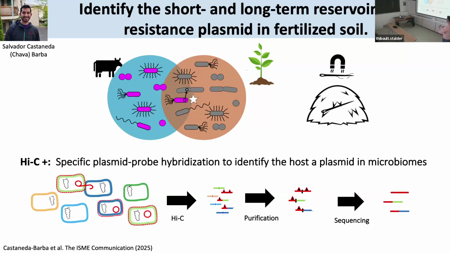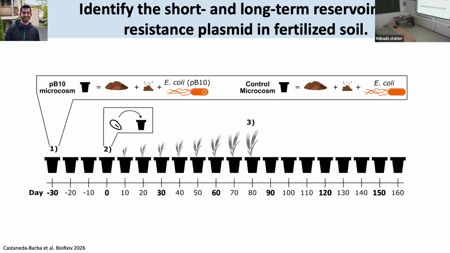So we set up this experiment to look at the detection limit of this approach. In a microcosm experiment, we added realistic amounts of manure, where we spiked in an E. coli with a multi-resistant plasmid, pB10, also at a realistic amount. We added that to soil, and we waited 30 days, which is the amount of time we require before seeding a plant. Then we seeded our plant, grew our barley in pots for 3 months, harvested our barley, and then continued to monitor the pots for an extra 3 months.